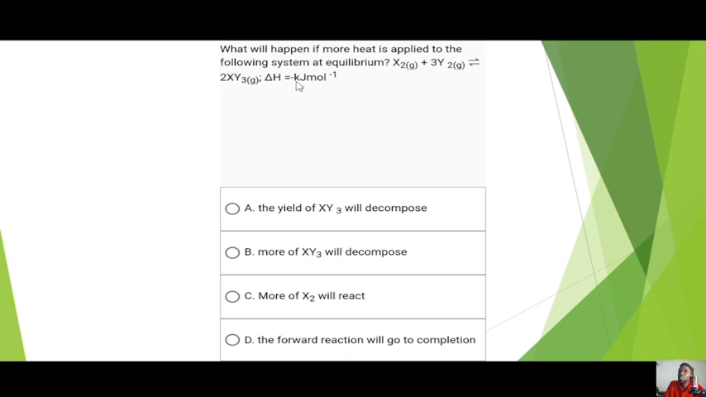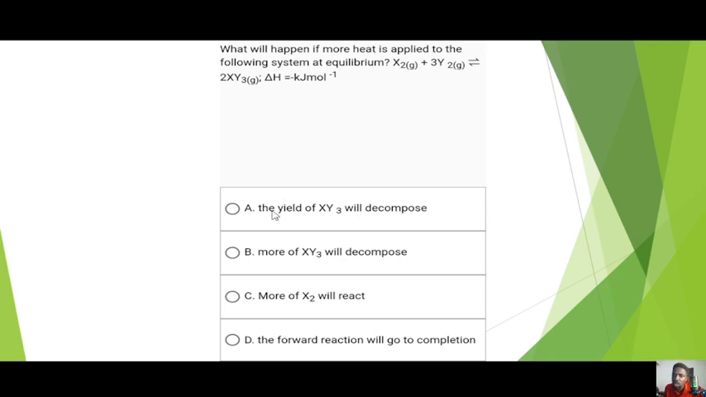But then because it's minus, to favor the forward, you need to decrease temperature. In the case of an exothermic reaction, once you see it is minus, you need to decrease temperature. But if you increase temperature, instead of favoring the forward, it's going to favor the backward. So which means the options we are looking for is that it is going to increase the amount of X2 or Y2, or decrease the amount of XY3. So let's look at that.